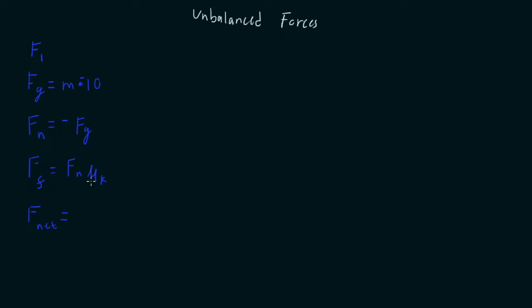And so in these contexts, our F net is going to be F net in X. So think of this as being horizontal. And that F net is going to be the sum of all of the forces in X. That's what epsilon means, it's the sum of. But in this context, specifically, it's going to be F1 plus the force of friction.